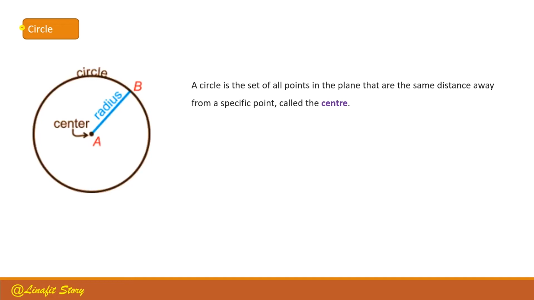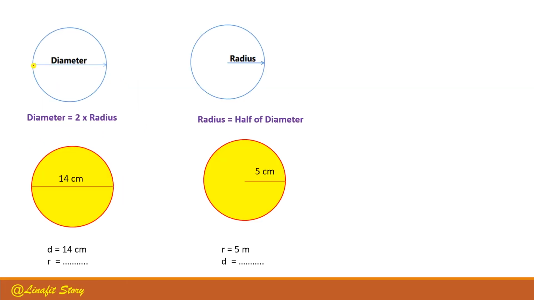A circle is the set of all points in the plane that are the same distance away from a specific point called the center. The center of the circle is point A, so we call this circle A. The diameter is the distance from one side of the circle to the other at its widest points. The diameter will always pass through the center of the circle.